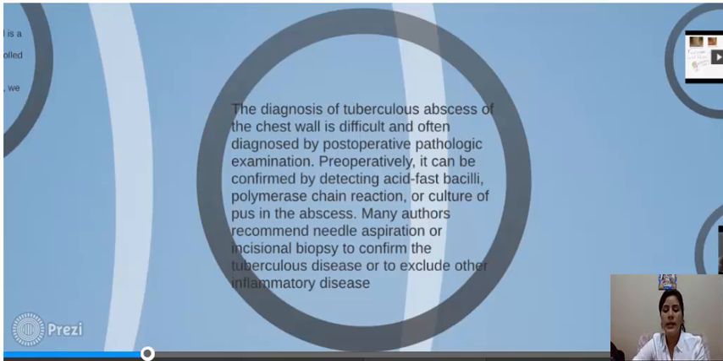Preoperatively, it can be confirmed by detecting acid-fast bacilli, polymerase chain reaction, or culture of pus in the abscess. Many authors recommend needle aspiration or incisional biopsy to confirm the tubercular disease or to exclude other inflammatory disease.